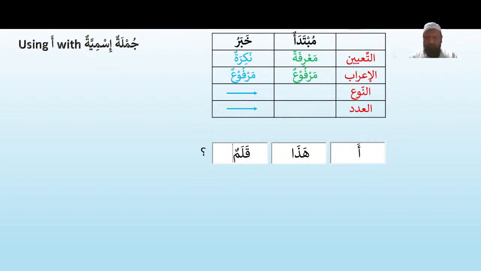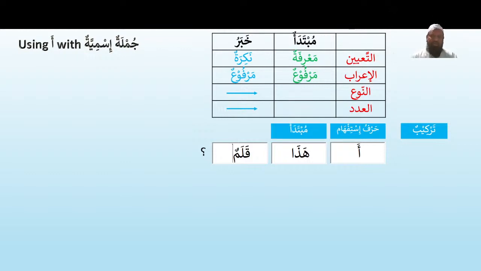If we look at the keyboard, we label the حرف استفهام. Then we label هذا, which is مبتدأ. We label قلم as خبر. Translation: is this a pen?